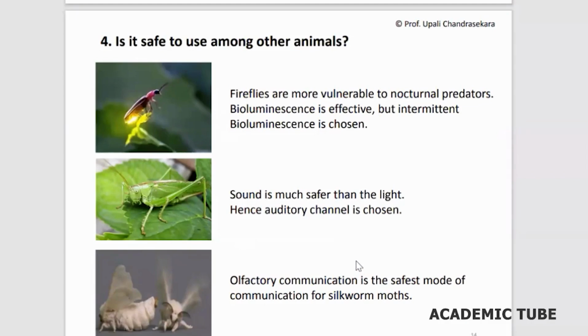That's the other very important factor that animals have to consider. Now you see, firefly, it's quite contradictory to what I told earlier about the grasshopper. I raised the question there, why didn't the grasshoppers, like fireflies, select bioluminescence? Why did the fireflies select bioluminescence? Now they produce the light, but you see, the light is not continuously produced.